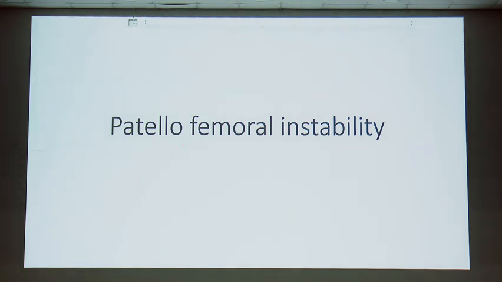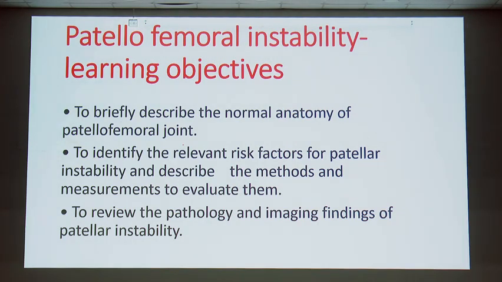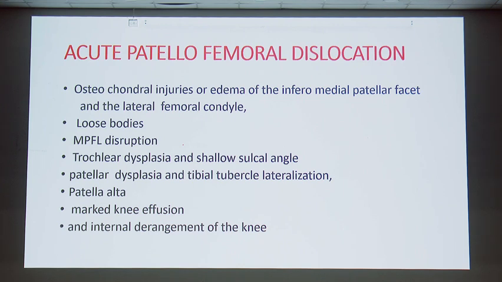Coming to our main topic, patellofemoral instability. What is patellofemoral instability? For that, a few prerequisites are there. We have to know the normal anatomy of the patellofemoral joint, what the risk factors for patellofemoral instability are, and how to evaluate and measure them. And we have to review the pathological findings and what things we have to look for. There are 8 main findings. It is very important. Whenever it is dislocated and relocated, there are kissing osteochondral injuries in the inferomedial patellar facet and lateral femoral condyle.